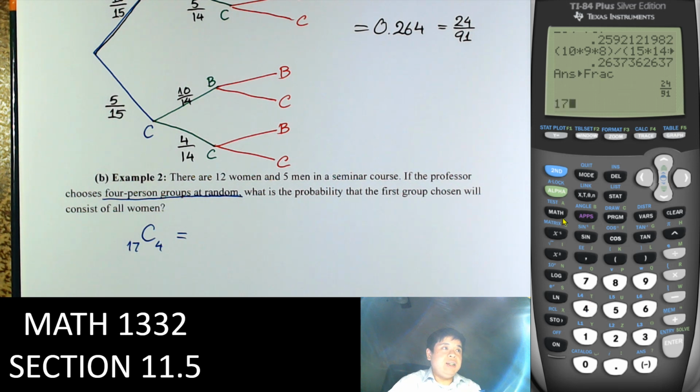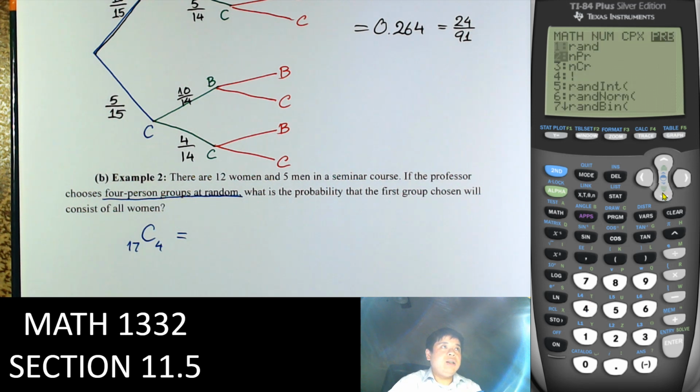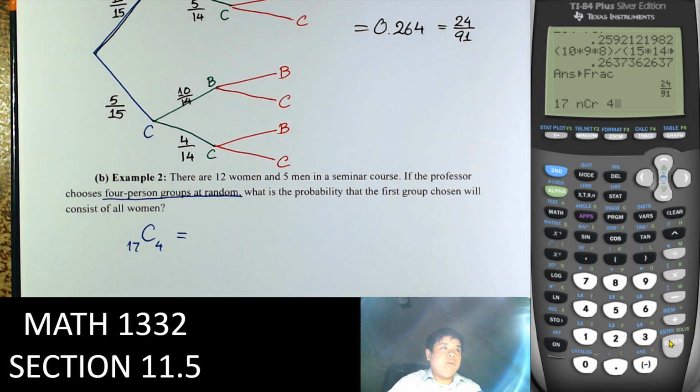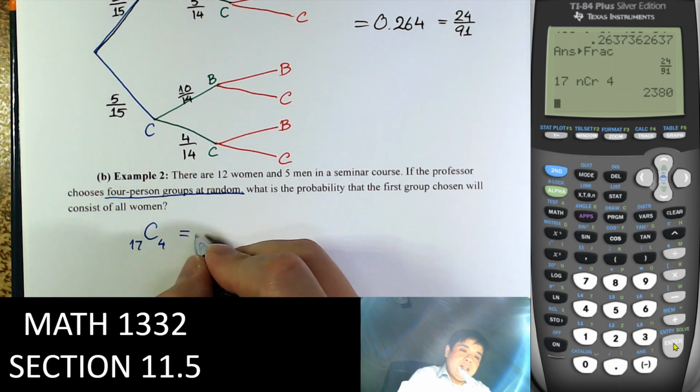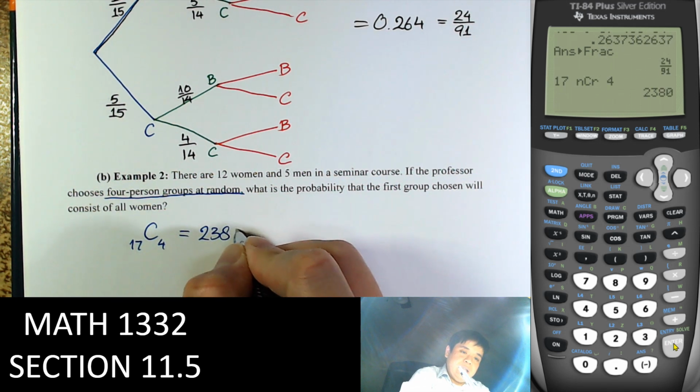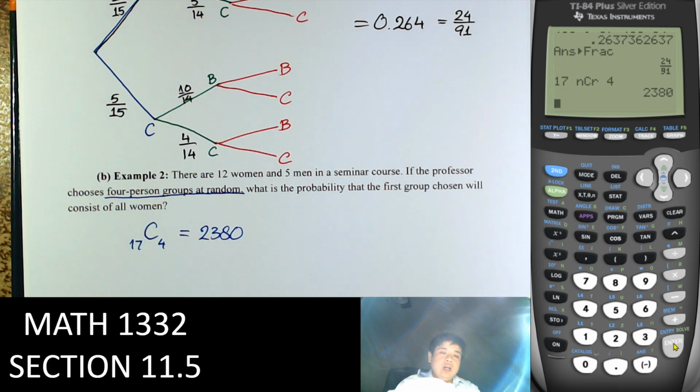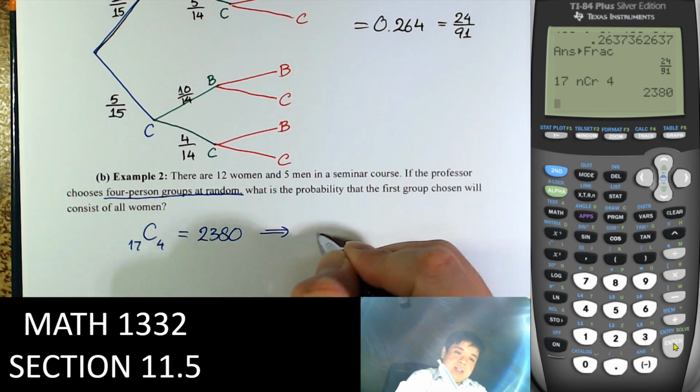So 17 choose 4 is 2380. So that is the total possibility. That's the number in the sample space.